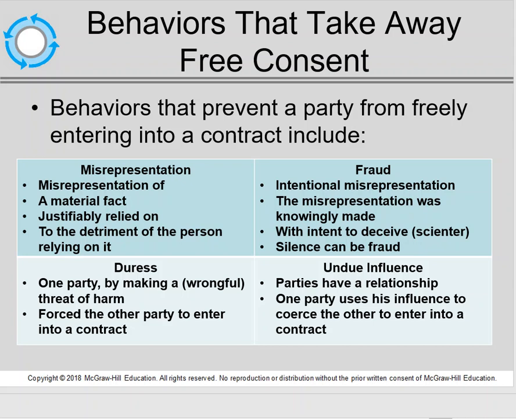So again, number 1, non-fraudulent misrepresentation. Number 2, fraud. Number 3, duress. Number 4, undue influence. And number 5, mistake. The next several slides will talk about each of these behaviors in greater detail.